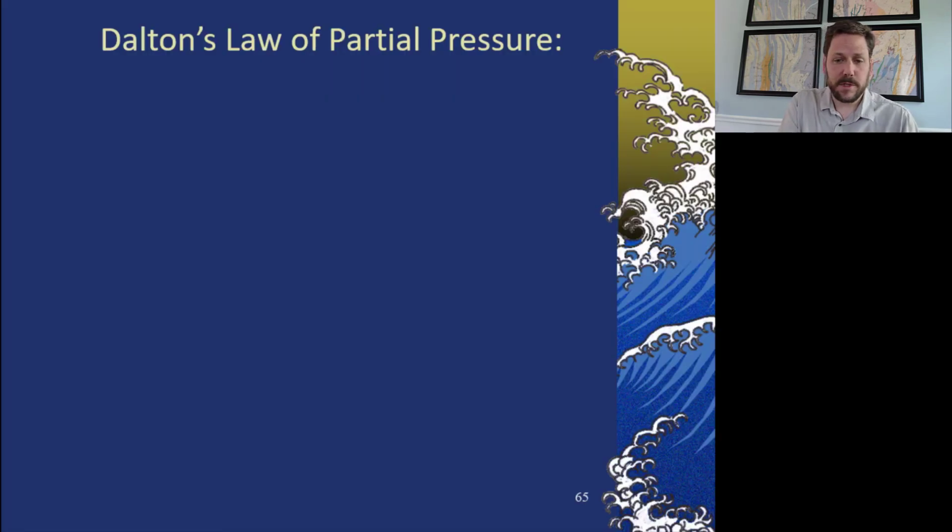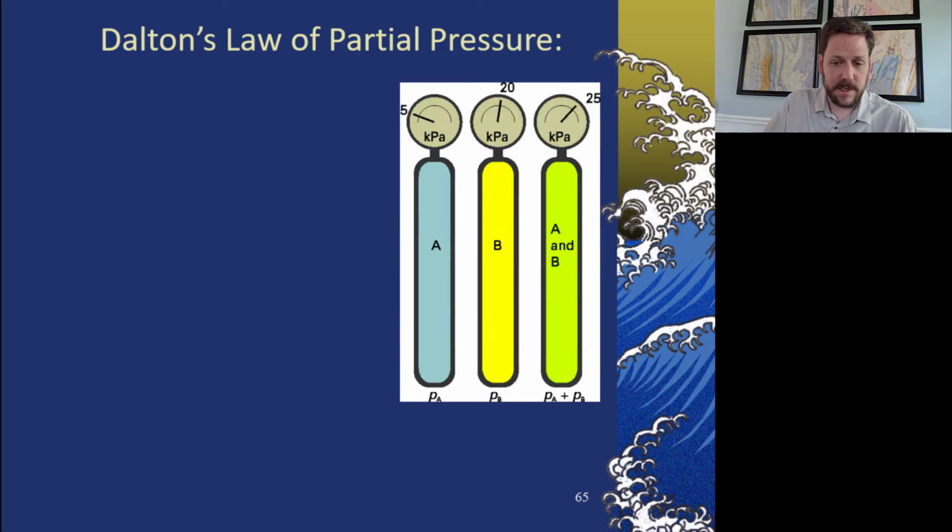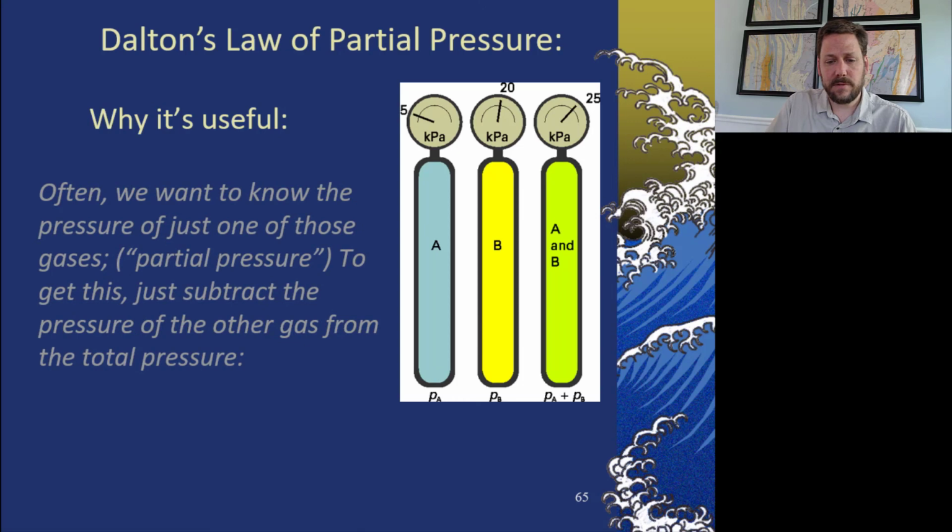So Dalton's law of partial pressure is most often applied to a particular circumstance. Here again is an example of one gas at 5 kilopascal, another gas exerting 20 kilopascal. If they're both contained together in the same container, then the total pressure would be 25 kilopascal. Why this principle is useful is that we'll often want to know what the pressure of one of those gases is, or the partial pressure of one of those gases is. Of course, if the total pressure in the container is 25, and I know that only 5 kilopascal are due to gas A, the remaining 20 must be due to gas B.